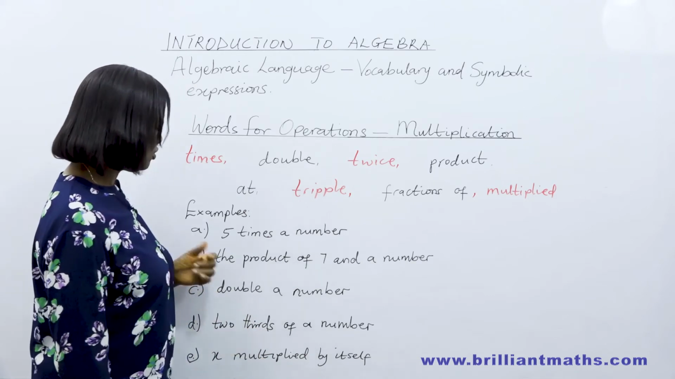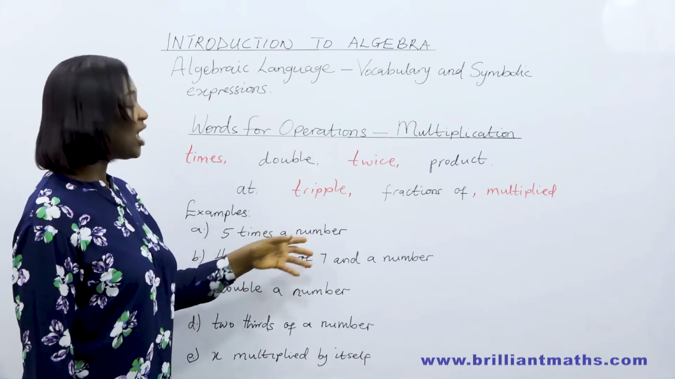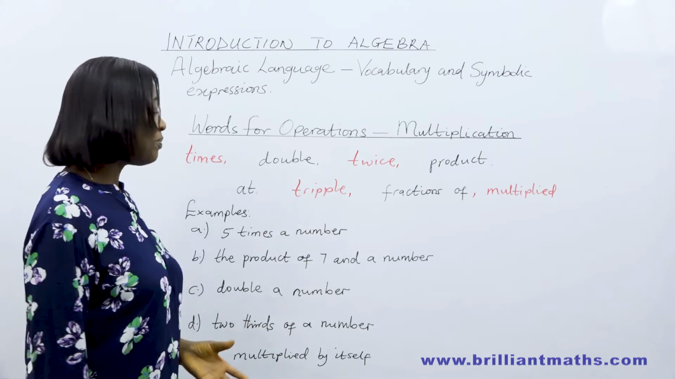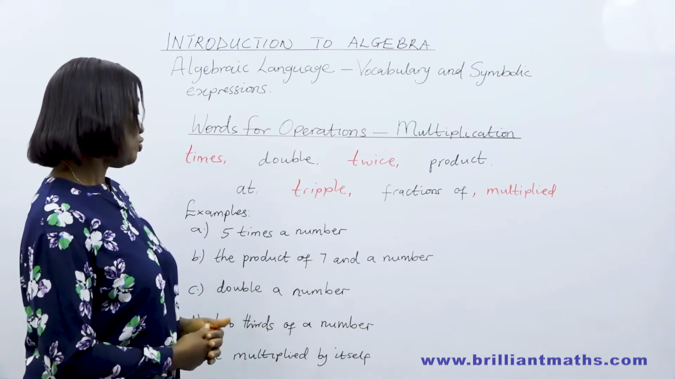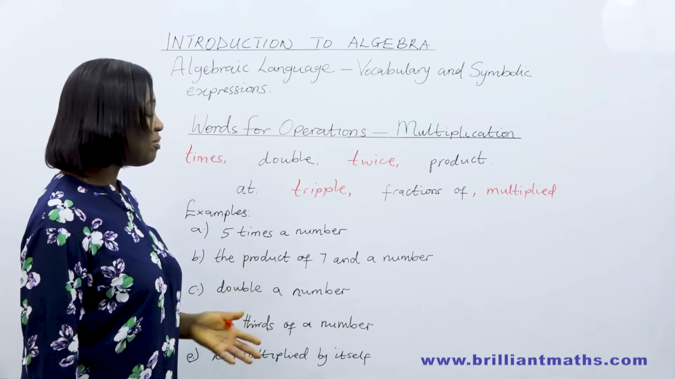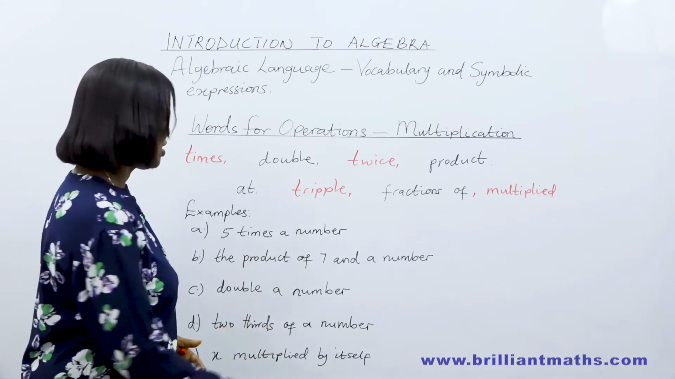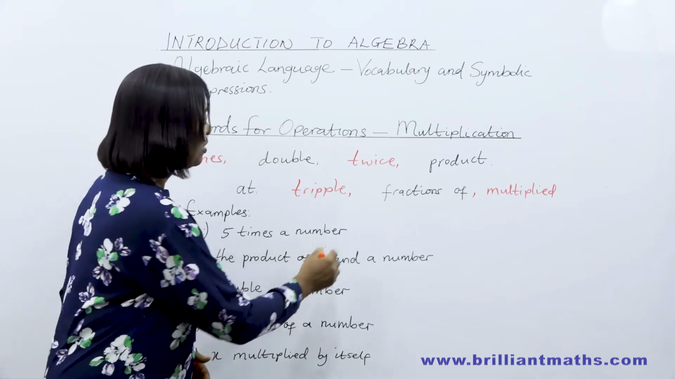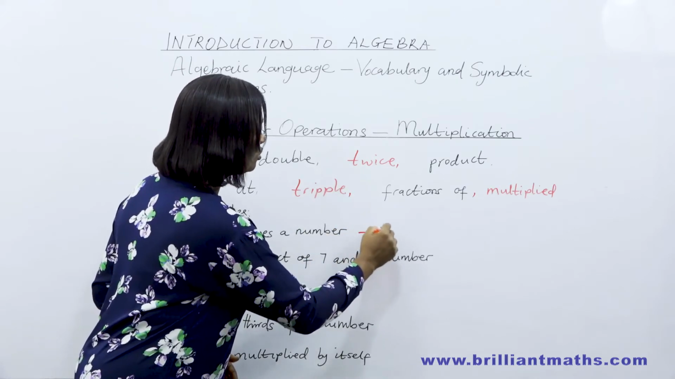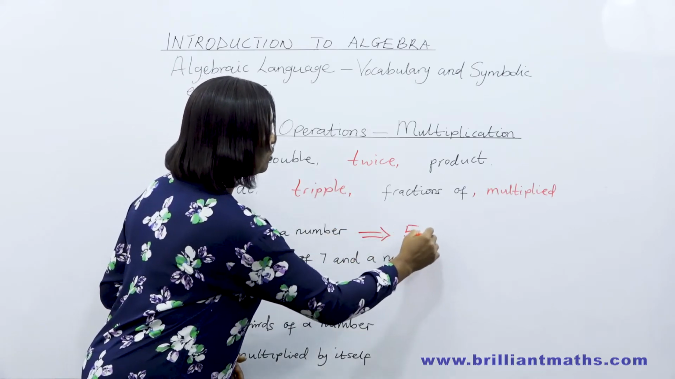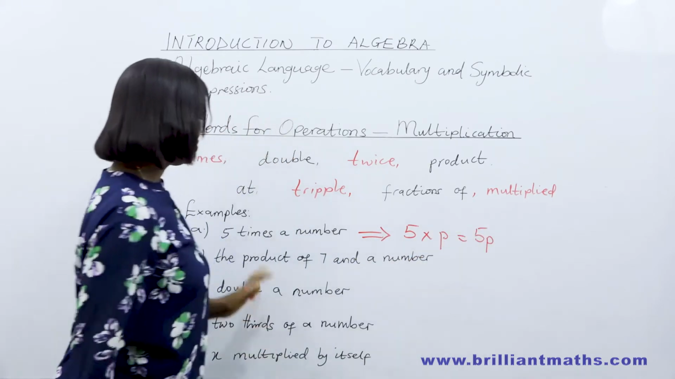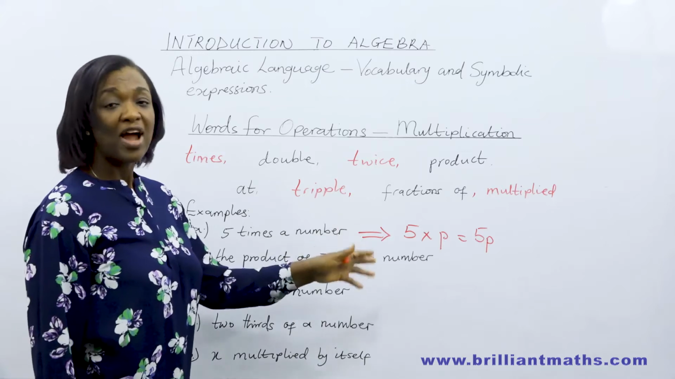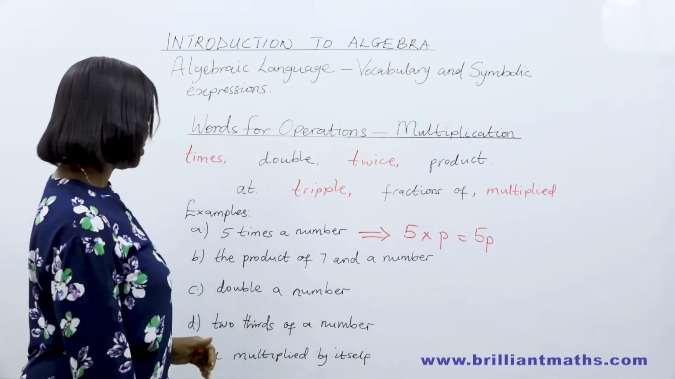So for example, 5 times a number. So the first step is to choose a letter for that number. So for example, we say let the number be P. So 5 times P will be equal to 5P. So 5 times a number means 5 times P.